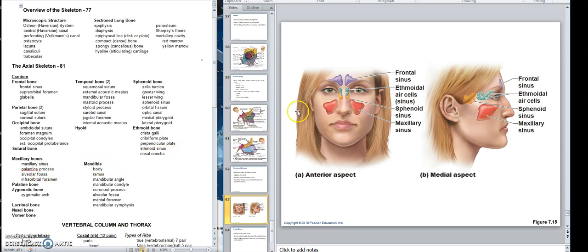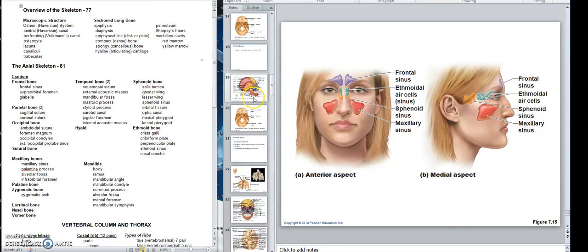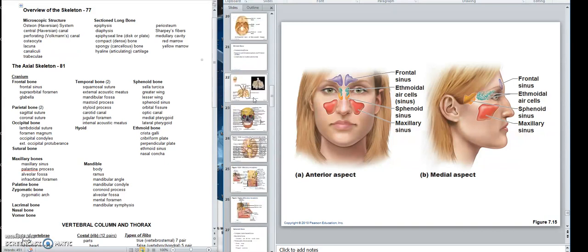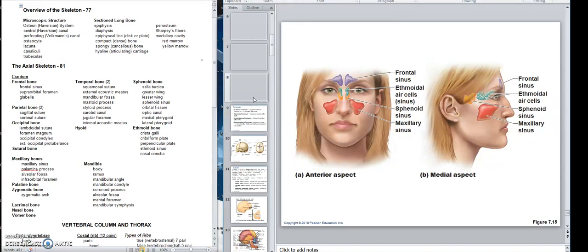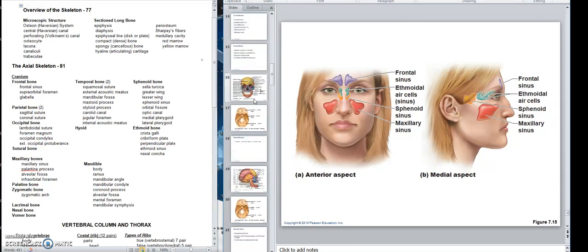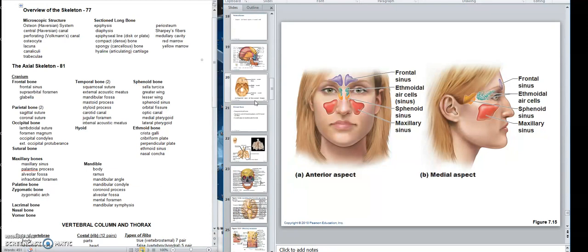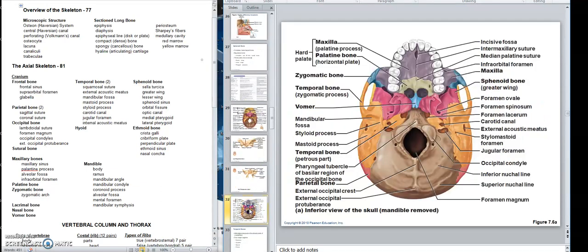The palatine process of the maxilla is the next one. The palatine process of the maxilla is the part of the maxilla that contributes to your hard palate. Now let me see if I can find that. So I need to find a picture. Here we are. Good picture there.